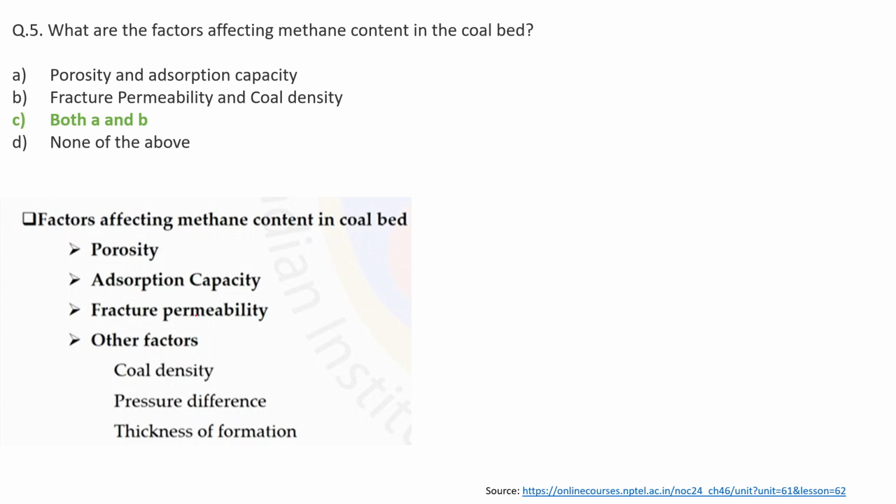So it has been taught in the class that the factors affecting the methane content in coal bed are the porosity, adsorption capacity, fracture permeability, and other factors such as coal density, pressure difference, and thickness of formation. So from that you can see both option A and B, the porosity, adsorption capacity, fracture permeability, and coal density, all of these affect the methane content in the coal bed. So option C is the correct option, that both A and B are factors affecting the methane content in coal bed.